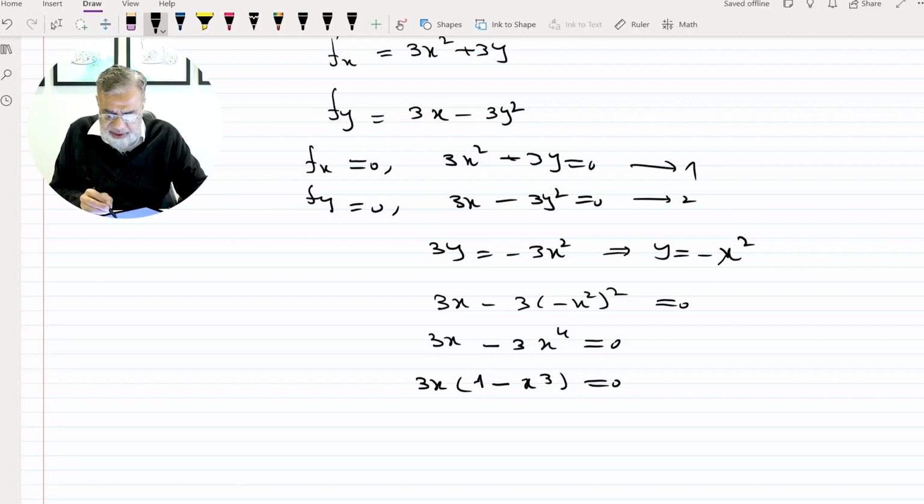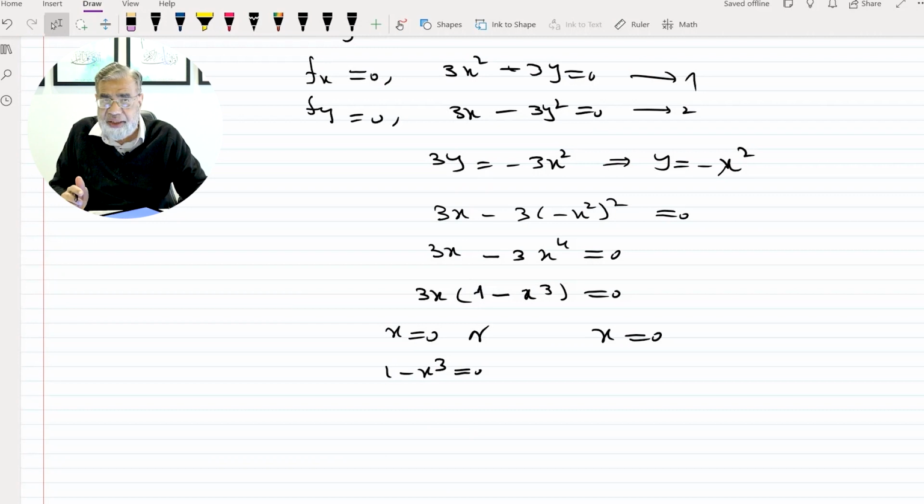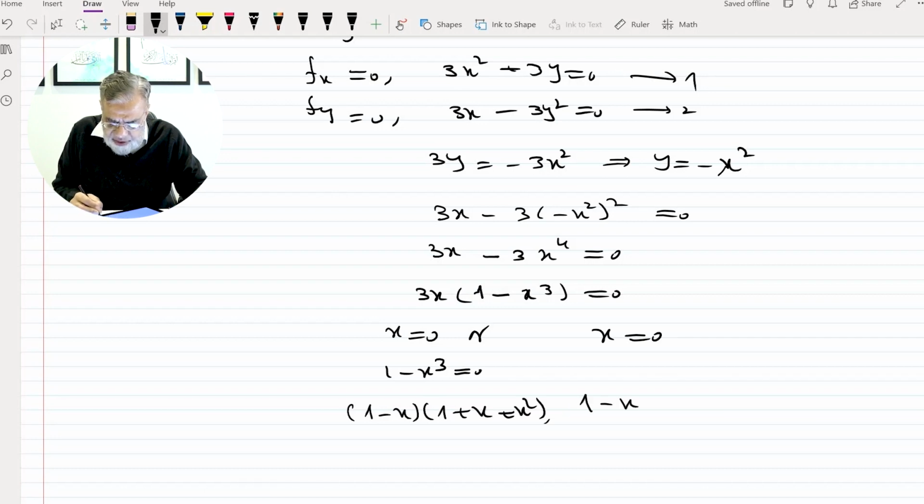We get 3x minus 3x to the power 4 equal to 0, and from this we can take 3x common and get 3x times (1 minus x cube). So here we have two roots: either x is equal to 0, or 1 minus x cube equal to 0. One root is x equal to 0, and the second comes from the cubic equation. In this cubic equation we know we have only one real root. If we expand it, we get (1 minus x)(1 plus x squared). The real root comes from 1 minus x equal to 0, which means x equal to 1. So the values of x are x equal to 0 and x equal to 1, because we are taking only real roots.